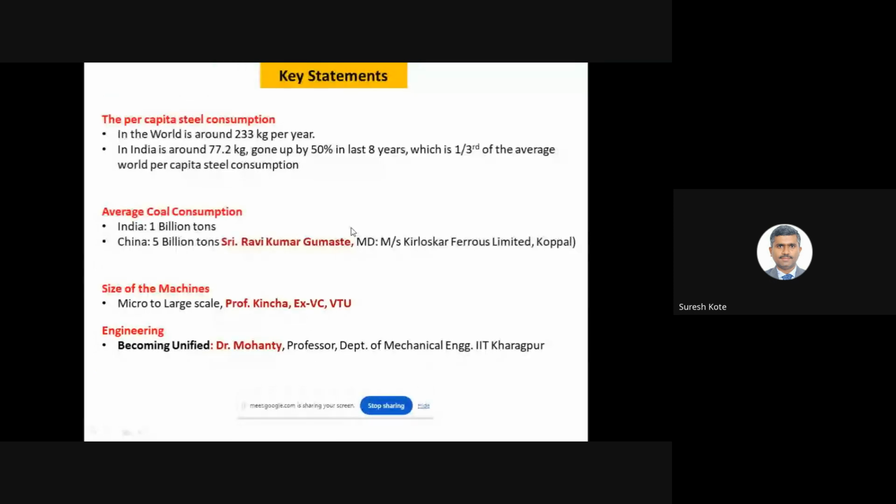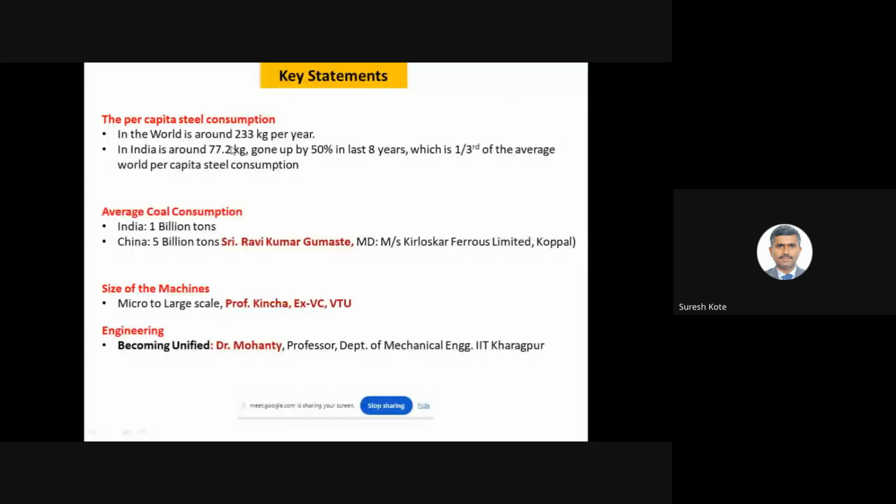With my exposure, I have collected some statistics. The per capita steel consumption, meaning per person, what is the steel consumption per year? In the whole world, it is 233 kg per year. In India, it is around 77.2 kg, having gone up by 50% in the last 8 years, which is one-third of the average world per capita steel consumption.